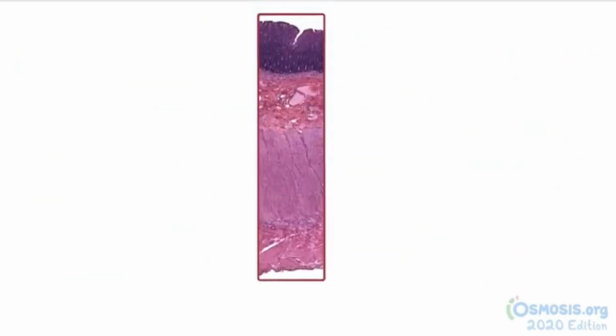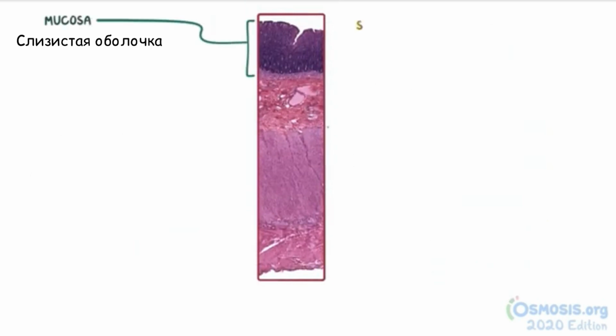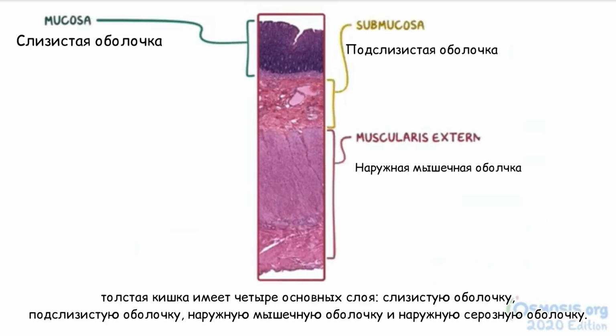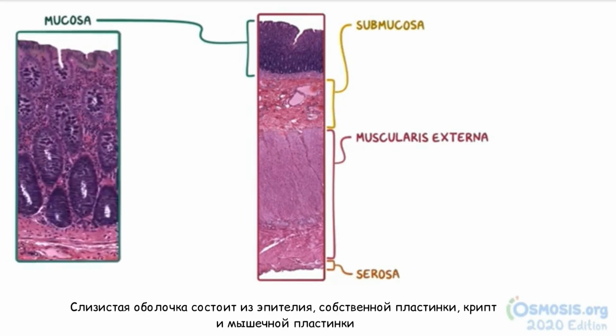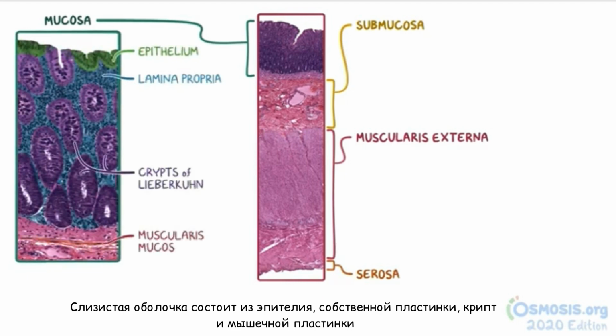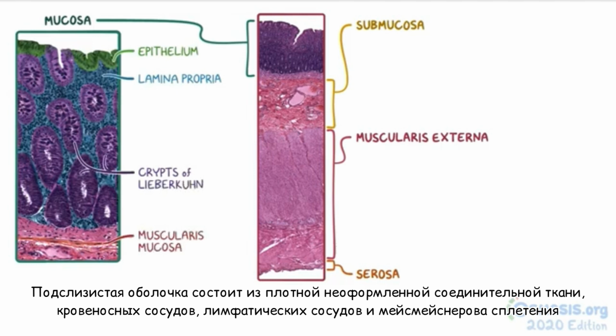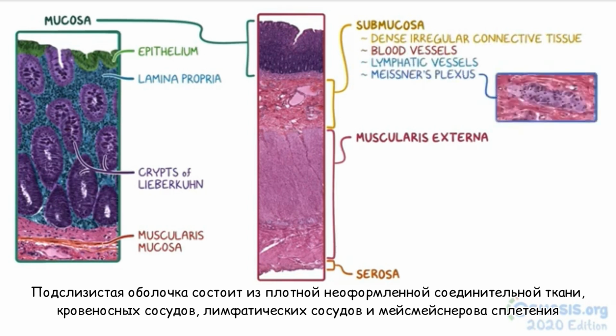The colon has four main layers: the mucosa, submucosa, muscularis externa, and the outermost layer of serosa. The mucosa is comprised of an epithelium, lamina propria, crypts of Lieberkühn, and muscularis mucosa. The submucosa consists of dense, irregular connective tissue, blood vessels, lymphatic vessels, and Meissner's plexus.